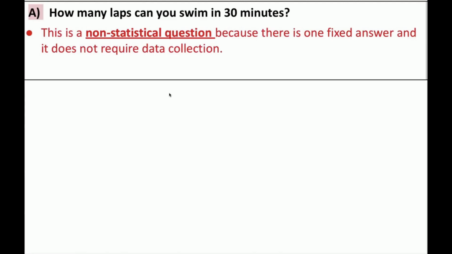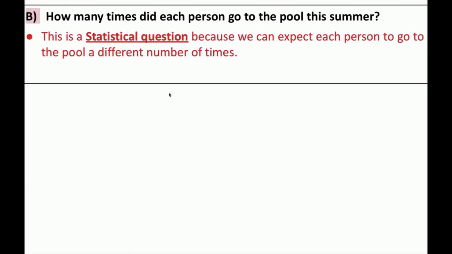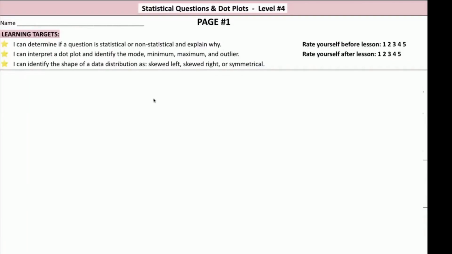Let's check our work for problem B. How many times did each person go to the pool this summer is a statistical question. We're asking more than one person, and we can expect each person to go to the pool different numbers of times. Make sure you have this down, and let's continue with our notes.